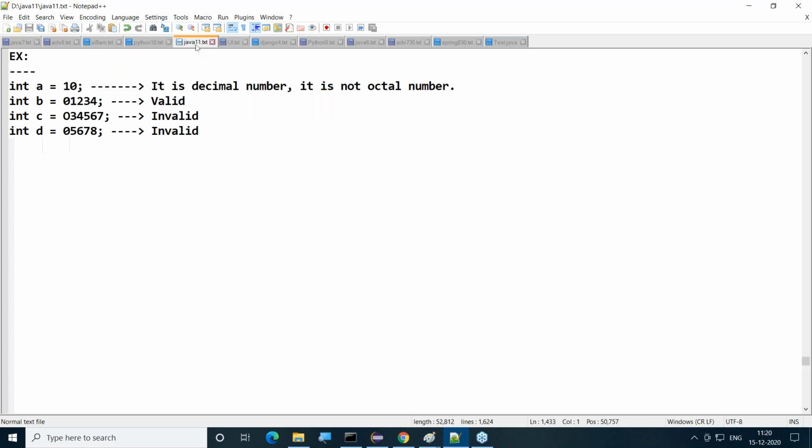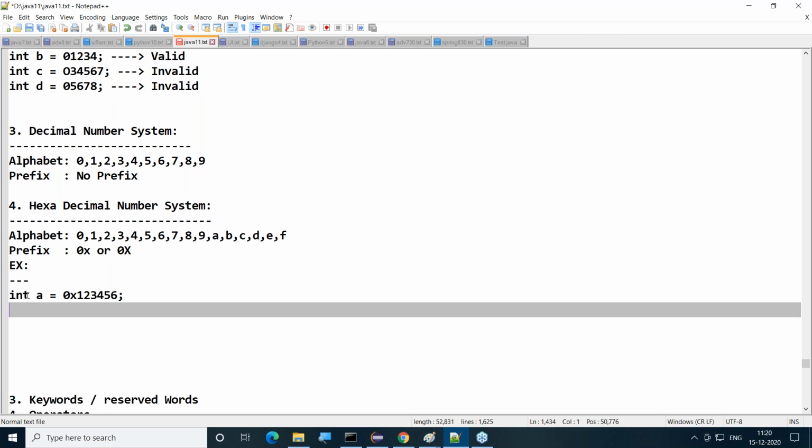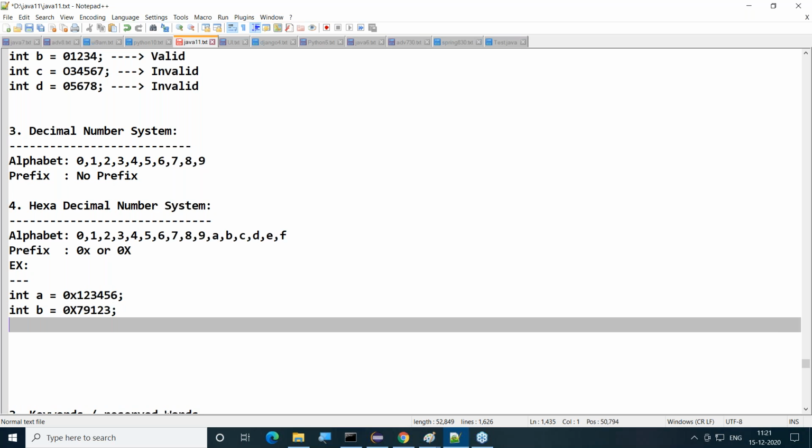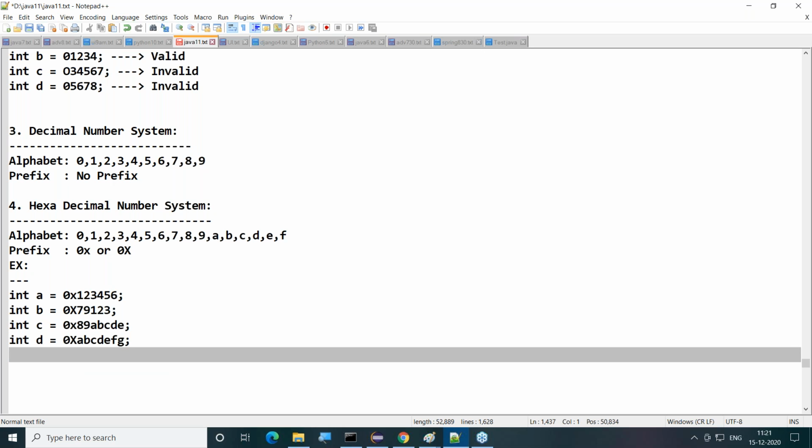Now I'll go for some other examples. Here we can identify what prefix values we are able to get. That means I can now specify various examples. int a = 0x followed by 1, 2, 3, 4, 5, 6. int b = 0X. Next one, int c = 0x followed by 8, 9, A, B, C, D, E. int d = 0X followed by A, B, C, D, E, F, G. Like this. Now understand it clearly.